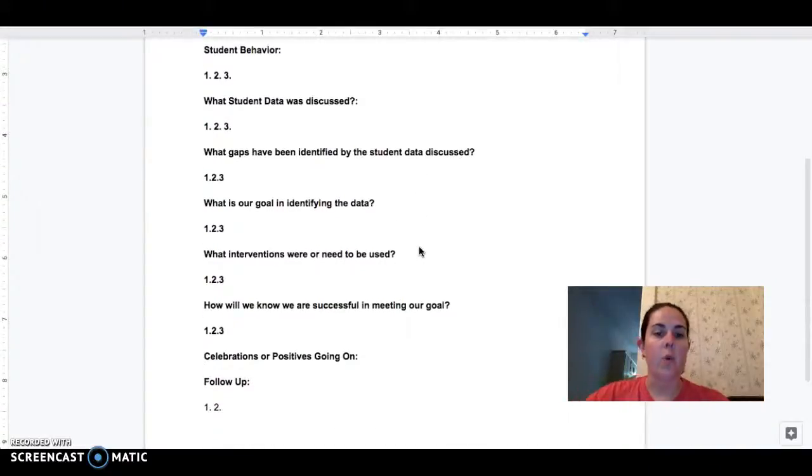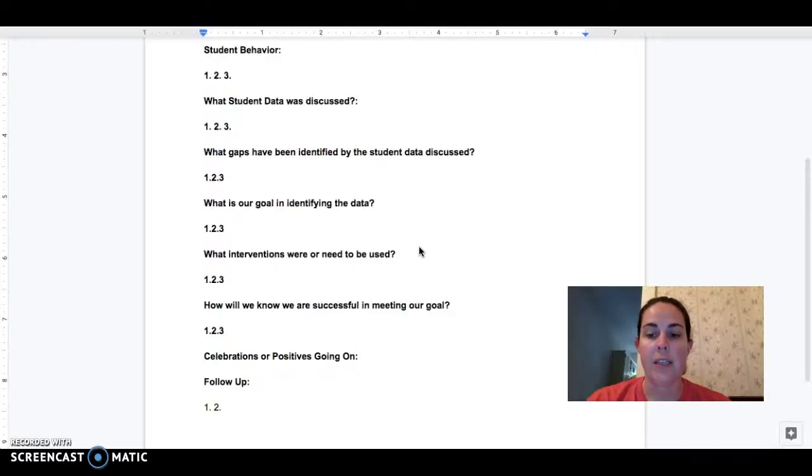They'll then discuss what student data was discussed. Were they talking about MAP testing, state testing? Also at the school I'm going to, they're having a conversation about going to standards-based grading. So were certain classes discussed or what all was discussed? What gaps have been identified by discussing the student data?